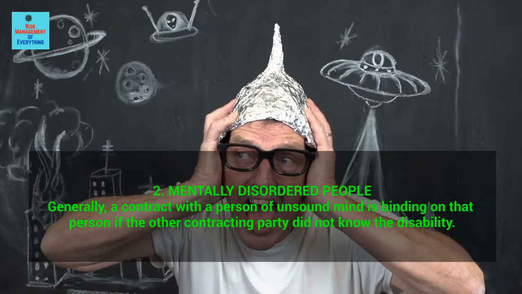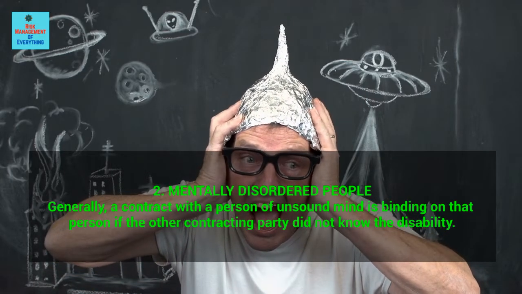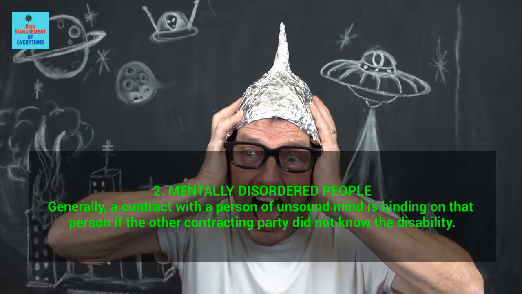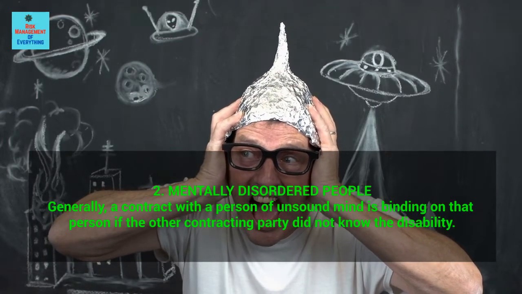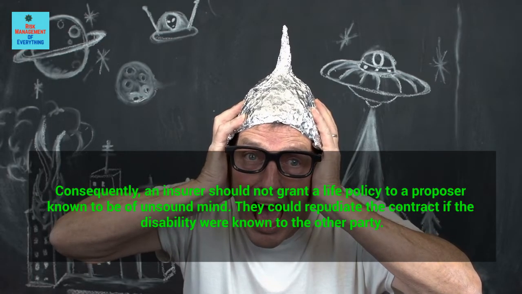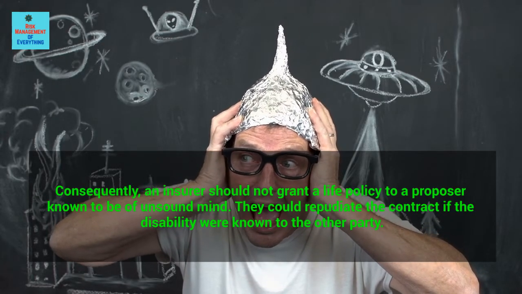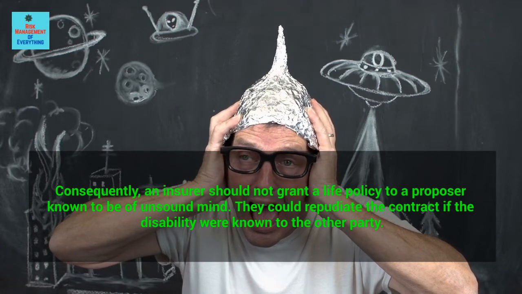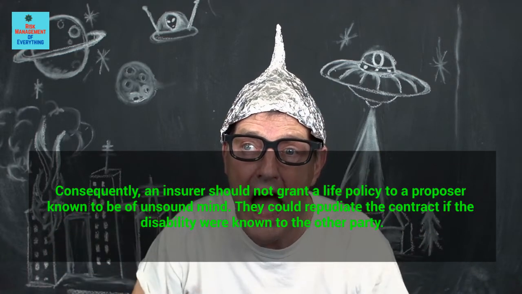Generally, a contract with a person of unsound mind is binding on that person if the other contracting party did not know the disability. Consequently, an insurer should not grant a life policy to a proposer known to be of unsound mind. They could repudiate the contract if the disability were known to the other party.